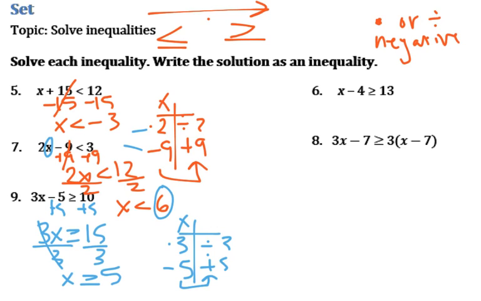Okay, back up to number 6. Get rid of that minus 4 by adding 4 to both sides. You get x is greater than or equal to 17.